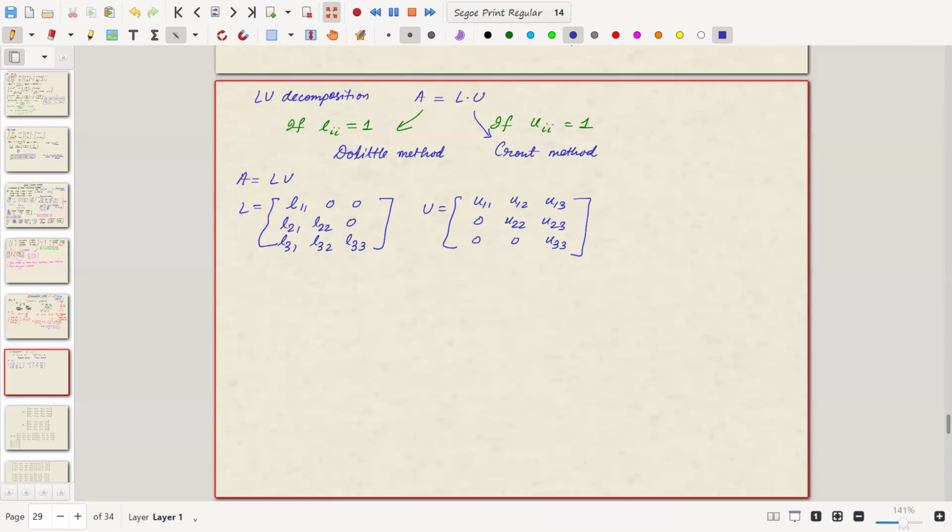Now I tell you that you have a matrix A. If L and U are 3 by 3 matrices, then A should also be a 3 by 3 matrix, isn't it? And A you should already know. That's the coefficient matrix. Now, how many elements are there in matrix A? How many known elements are there? It is a 3 by 3 matrix.